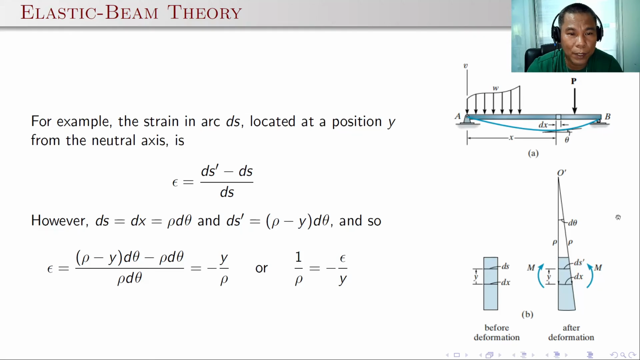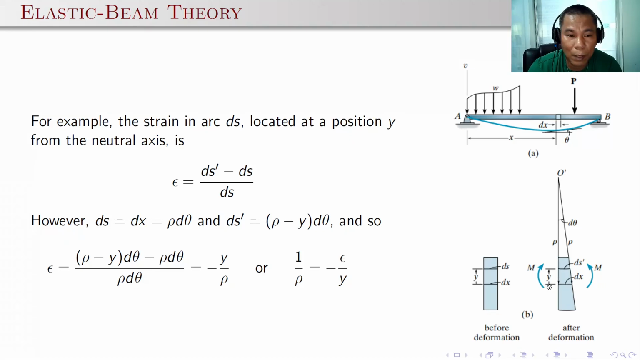So, for example, the strain in arc ds, this is before the deformation. We have the arc ds at a distance y from the neutral axis. So, the strain should be equal to this one after the deformation. We have the ds prime minus the original length ds divided by the original length. So that is the strain of this arc ds.